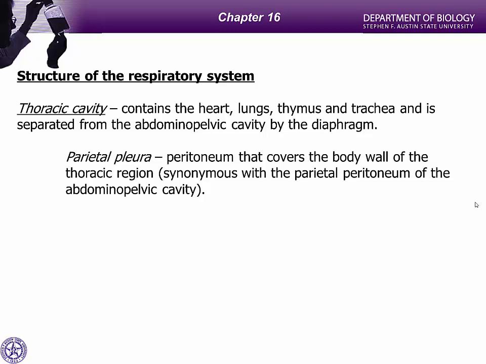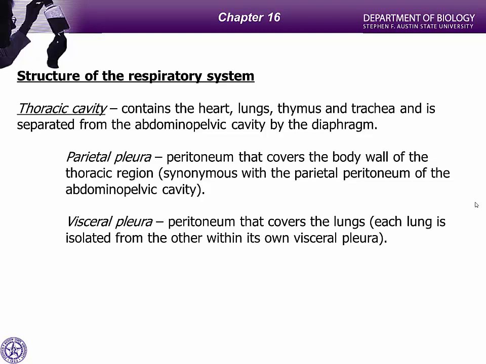Now, our organs and the lining of our body cavities are covered by a very thin membrane, a single layer thick. It's made up of mesothelial cells, and this is called a peritoneum. Well, in the lungs, your parietal peritoneum is more appropriately called the parietal pleura because we're in the pleural cavity, and pleura deals with the lungs. So the lining of our thoracic wall is going to be our parietal pleura.